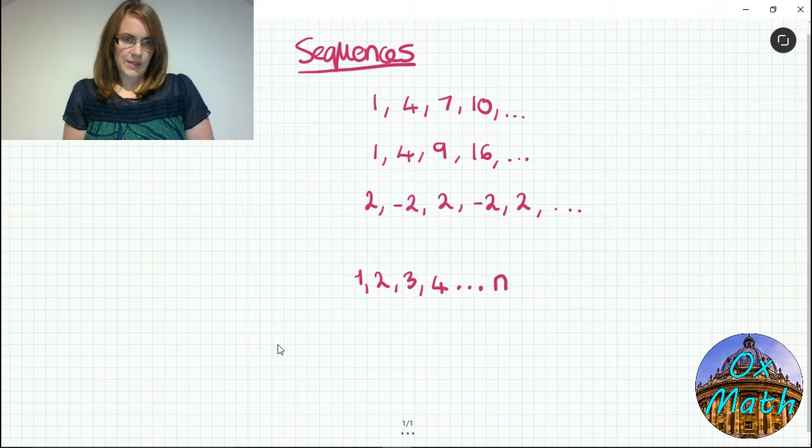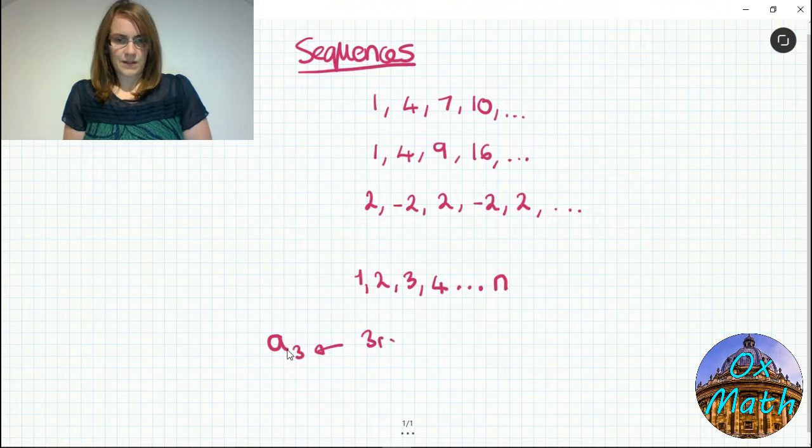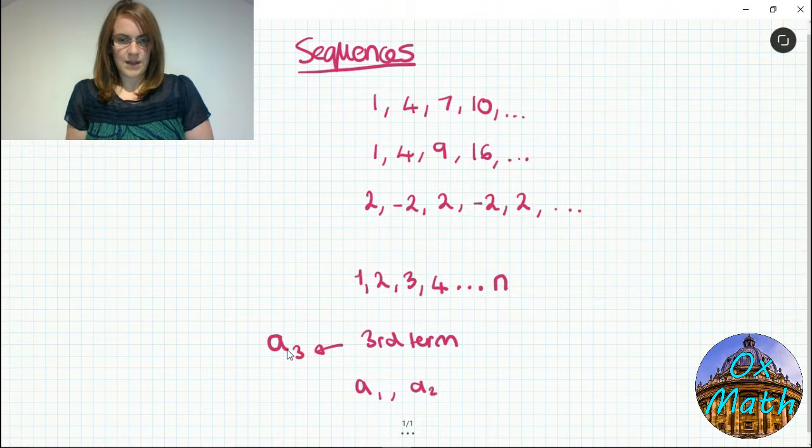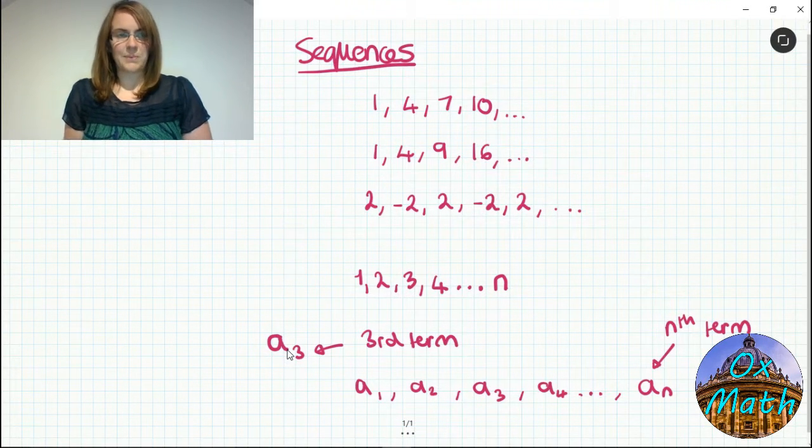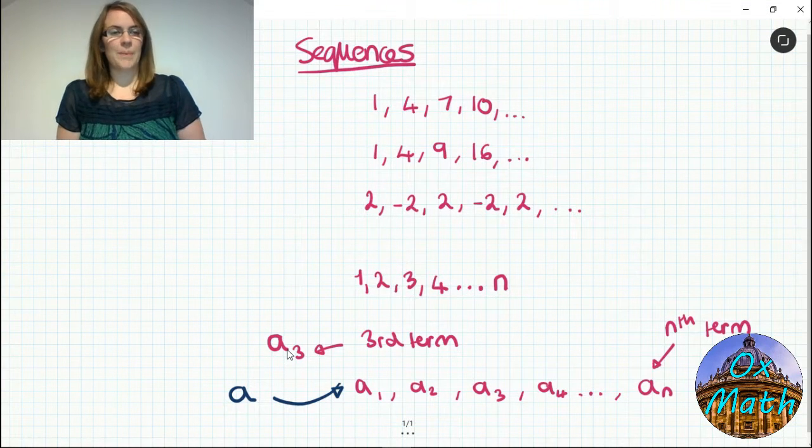You might also see a3 written, for example. That just means the third term of a sequence. So for example, you might see a1, a2, a3, a4, and so on, all the way up until an, where that would be the nth term. So if we had a sequence that was 8 terms long, the last term would be a8. a1 is often just called a. So if you ever see a on its own, that means the first term. That's very important when dealing with arithmetic sequences and series, because we use a in our definitions and our rules.